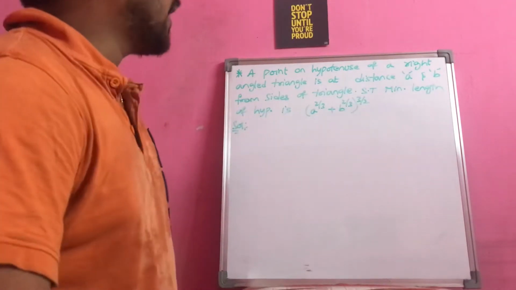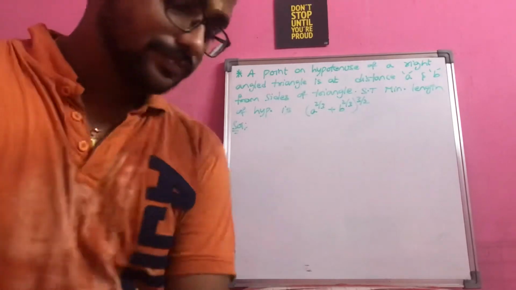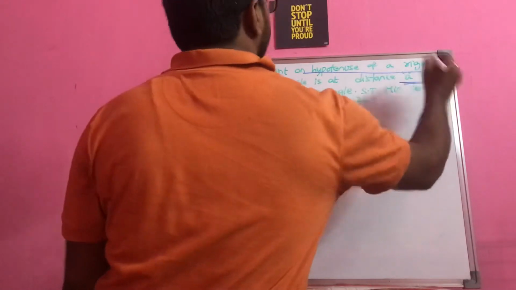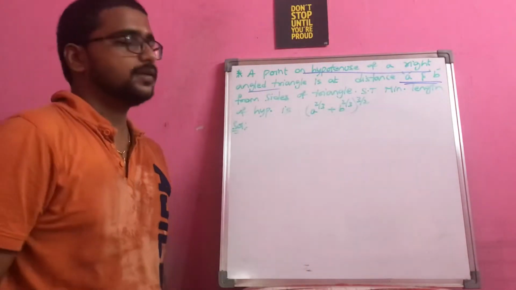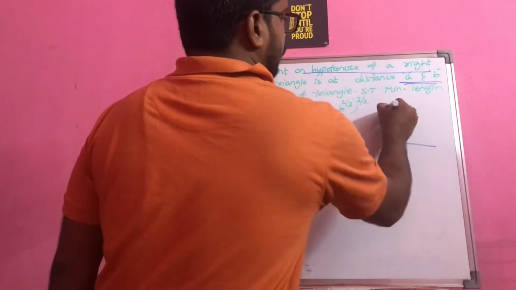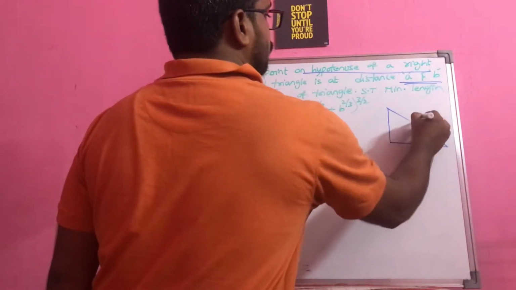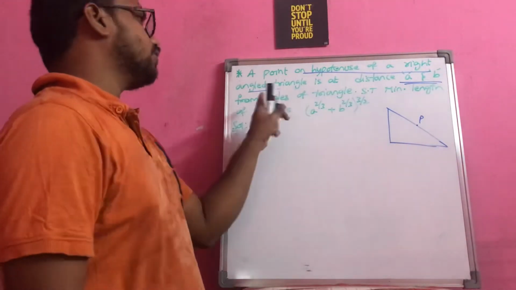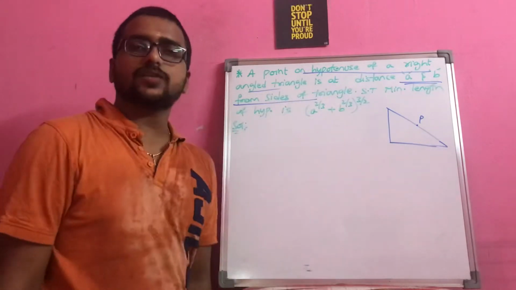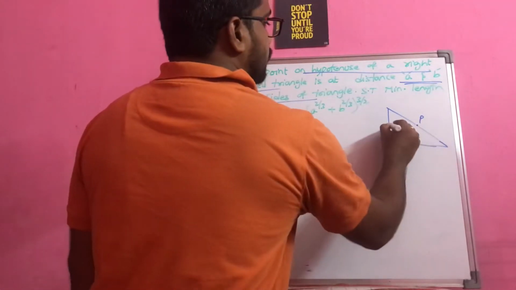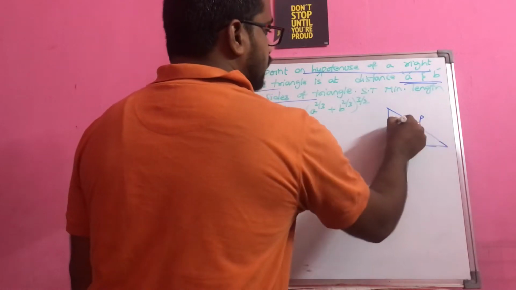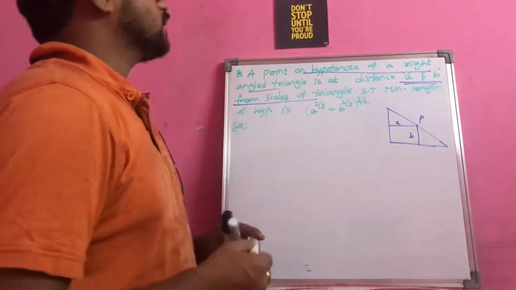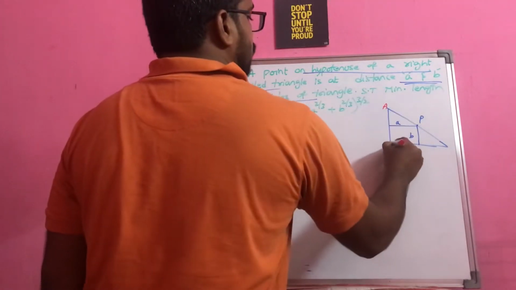A point on the hypotenuse of a right angled triangle is at a distance A and B units from the sides of the triangle. So you have a triangle, and on the hypotenuse you have a point P, which can be anything, at a distance of A and B units from the sides of the triangle. So this is the point, and these are the sides, at a distance of A units and B units. Correct?